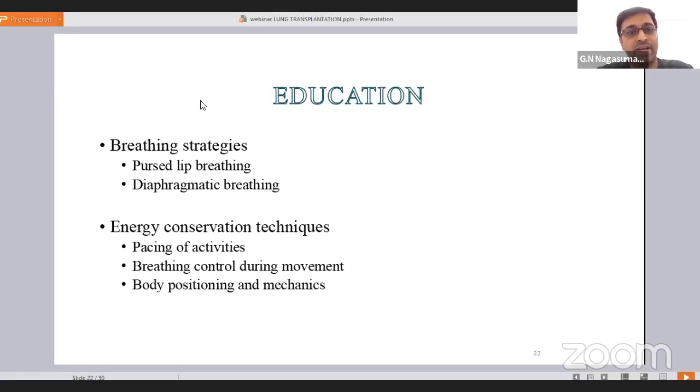So education of the patient is very, very important. We should teach proper breathing patterns. Here we need to teach proper pursed-lip breathing, proper activation of the diaphragm, breathing exercises, and energy conservation techniques. Pacing of activities is very important. Breathing control during movement is very, very important.